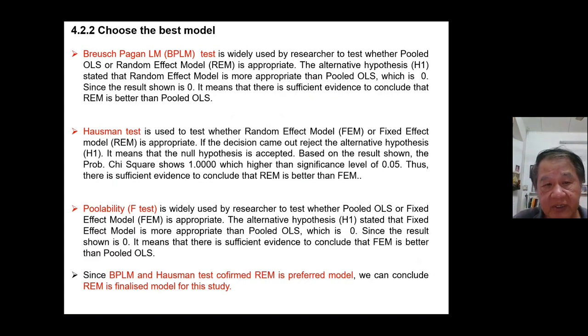So for choosing the model here, as I mentioned, we run the BPLM, we run the Hausman, we run the probability test. Since the results show that the BPLM and Hausman test confirm REM is preferred, therefore for this particular study I'm going to use REM as the finalized model.